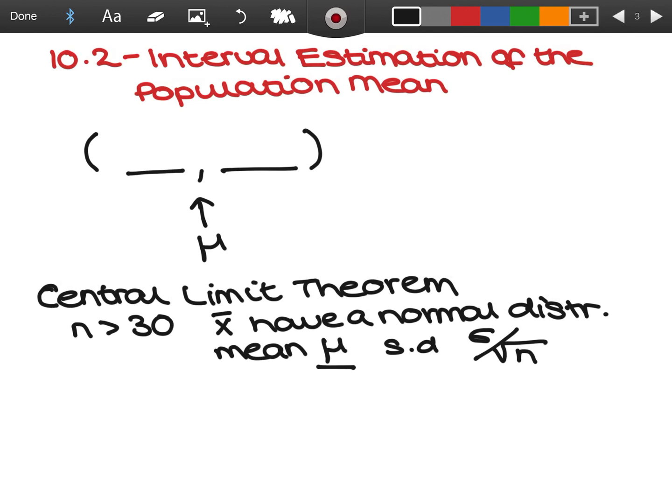So this mean is the mean of my sample means, and this standard deviation is the standard deviation of my sample means. And I know that it has an approximate normal distribution as long as my sample sizes are at least 30. Now, if we go back to the empirical rule, roughly 68% of the data lies within one standard deviation of the mean, roughly 95% lies within two standard deviations, and 99.7% lies within three standard deviations.